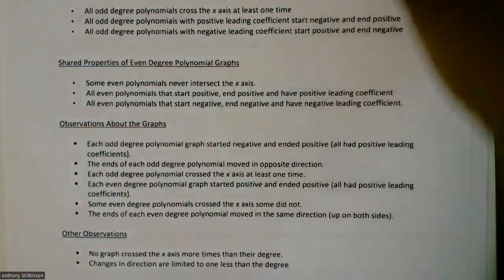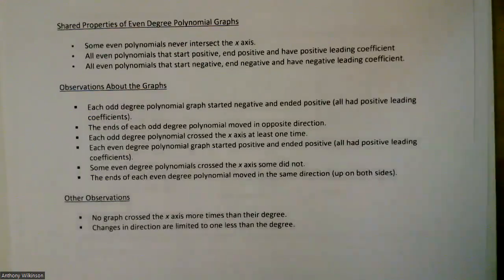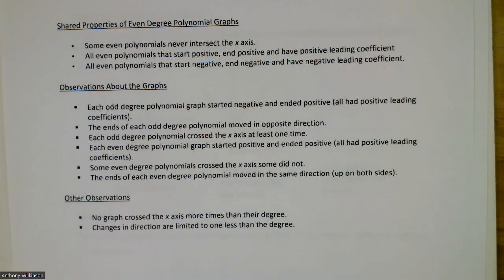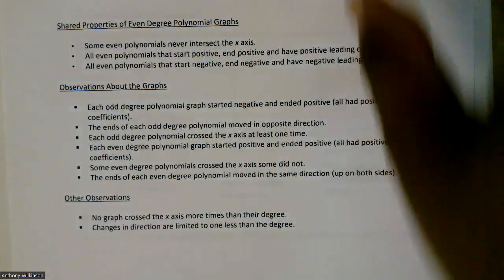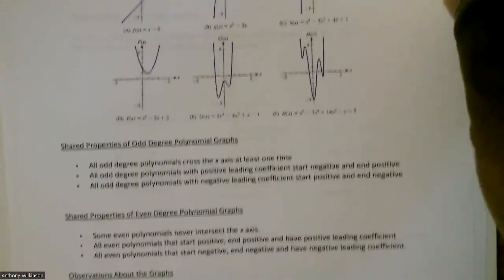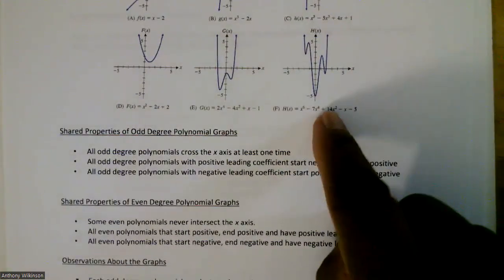Okay, and there are other observations as well. No graph crossed the x-axis more than their degree. Changes in directions are limited to one less than the degree. In other words, let's take this one right here.